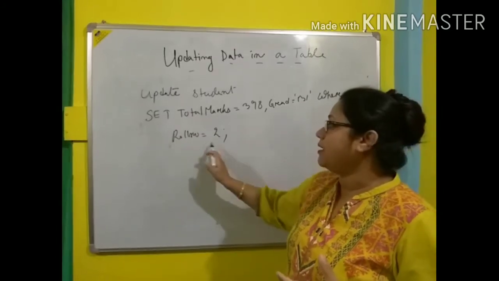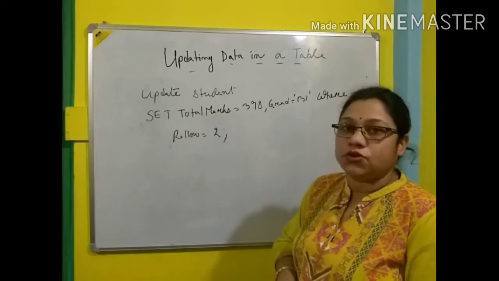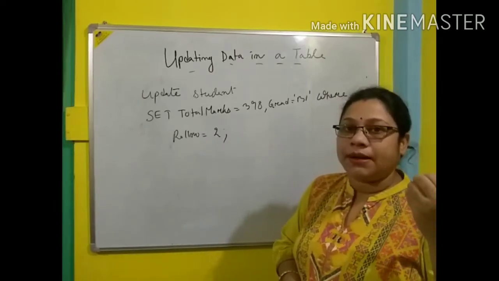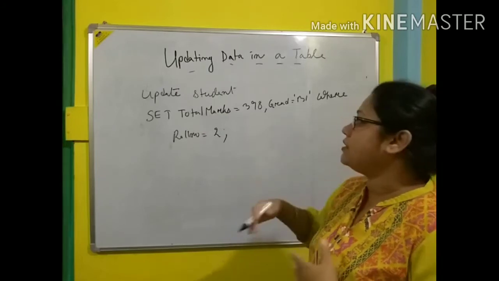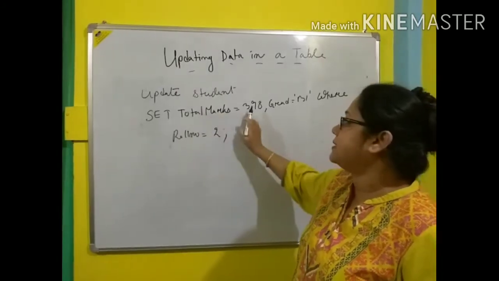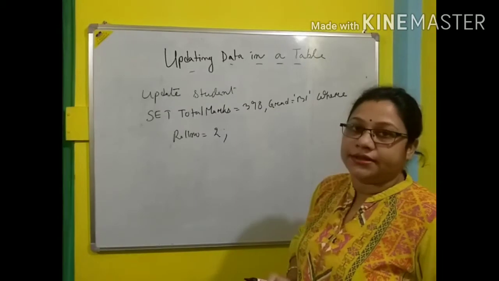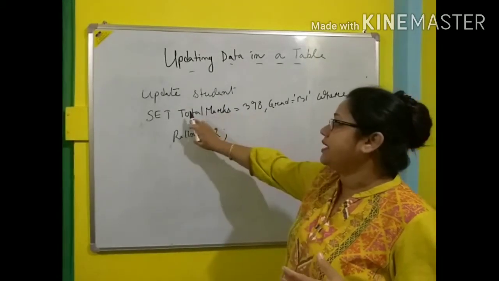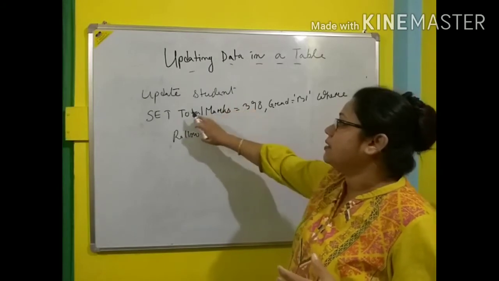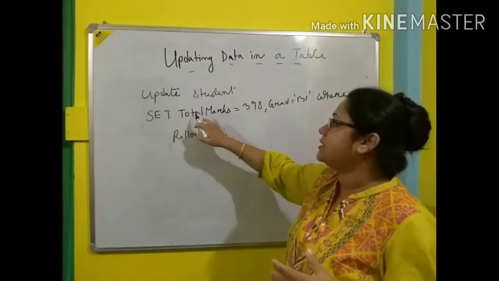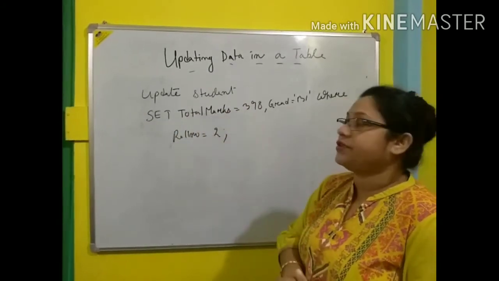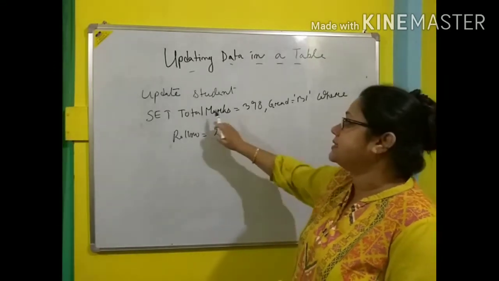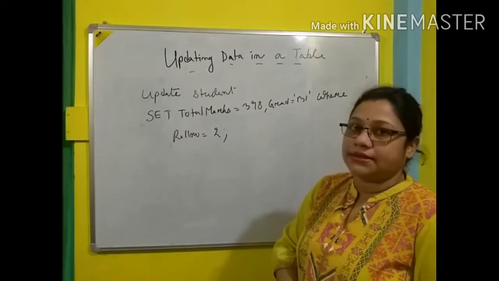Suppose a specific column, that is the roll number 2. The row that contains the roll number 2, there I want to update the total marks, that is 398. This is the new value. So here I set the new value by using the set clause, that is set total marks equal to 398. So this is the new value that is inserted to the total marks.